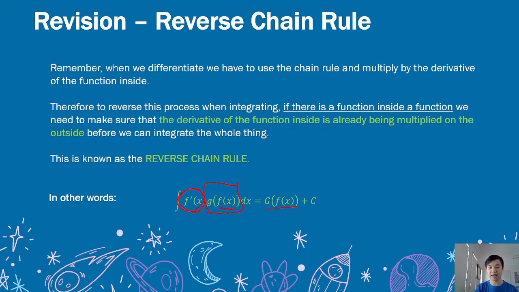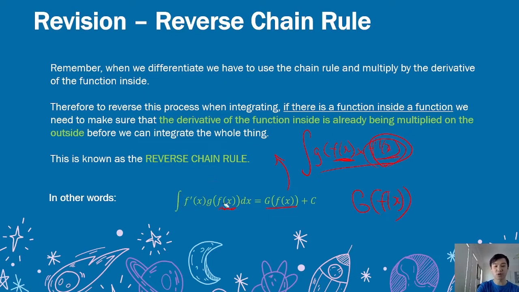And this accounts for the fact that, let's just say we wanted to differentiate this, we would get the derivative, but then we'd need to multiply by the derivative of the function inside. So that's what happens when you differentiate. But when you integrate, you want to make sure it's already in this particular form where the derivative of the thing inside is already on the outside before you can then proceed to integrate the entire thing. So it's basically just counteracting the chain rule, hence why it's called the reverse chain rule.